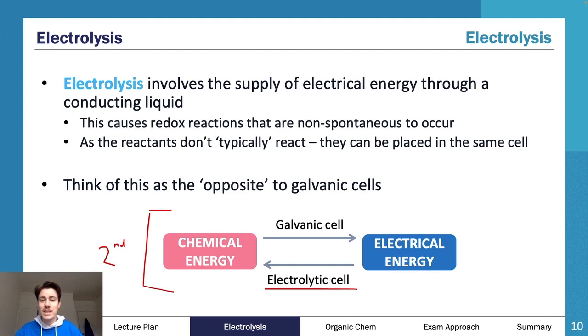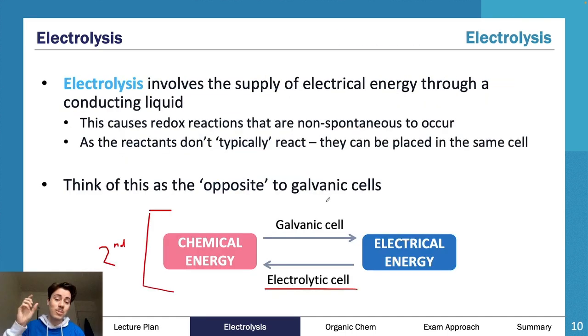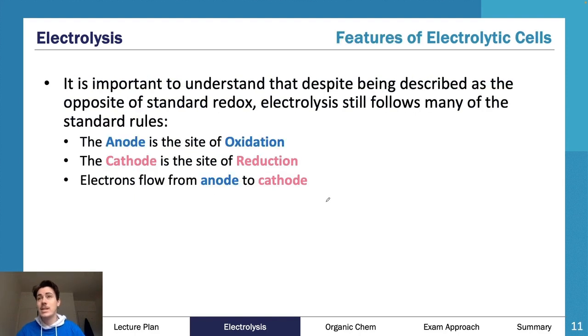So really important that you understand that your galvanic and electrolytic components are part of both a secondary and a primary. Well, your secondary has both, sorry. Your primary has just a galvanic component.